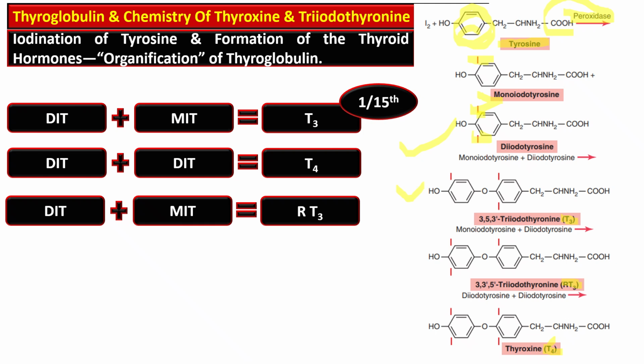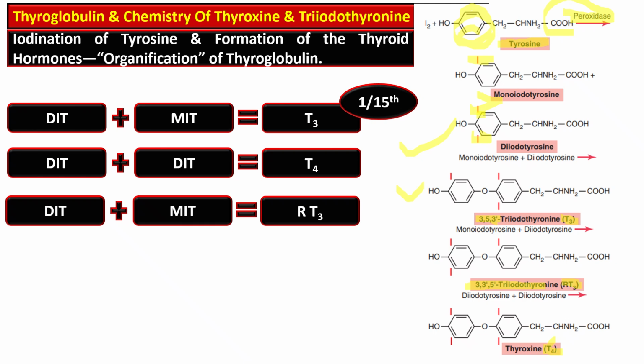So when 3,5,3' triiodothyronine is formed by monoiodotyrosine and diiodotyrosine, that is the active and potent hormone that is present in a small amount, and it is 5 times more potent than T4, whereas reverse T3 has 3,3',5' triiodothyronine. So this is also formed by DIT and MIT, but it is biologically inactive, and it acts as a regulatory form during stress and starvation.